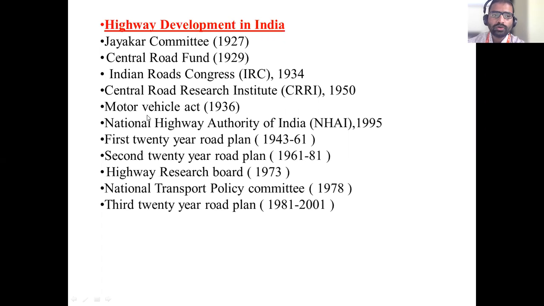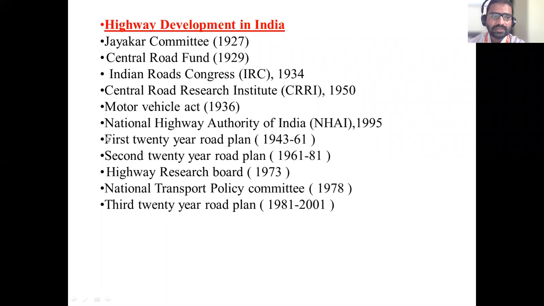Then there is the Motor Vehicle Act. There are a lot of vehicles traveling on the roads, correct? As per the Motor Vehicle Act, all vehicles should be registered. There are such rules and regulations in the Motor Vehicle Act, and those are applied in day-to-day life. Next one is the National Highway Authority of India, NHAI. This is an authority that was established in the year 1995.